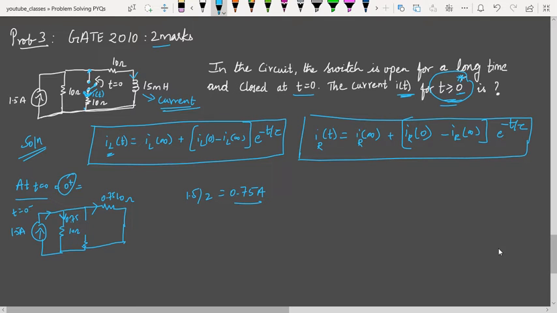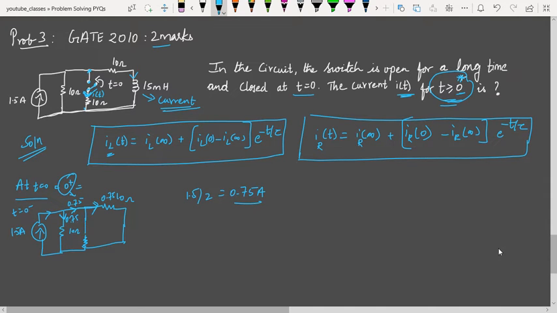But we need to find 0 plus. Once this switch is closed, it becomes 0 plus. What happens? Immediately the resistor path will respond. How much current has to be divided? Here, 0.75 amperes was coming through this same path, the same 0.75 through this resistor when it was open.